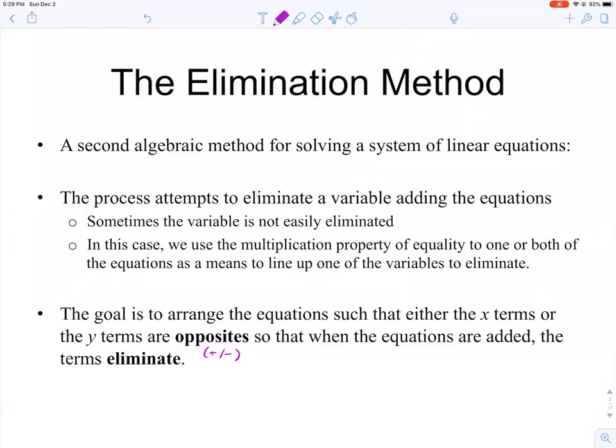So for example, the opposite of 2 would be -2. 2 plus -2 is 0. Or the opposite of -5 would be +5, because -5 plus 5 would be 0. So we want the coefficients of either the x terms or the y terms to be opposites of each other. And we can make that happen by using the multiplication property of equality when necessary.